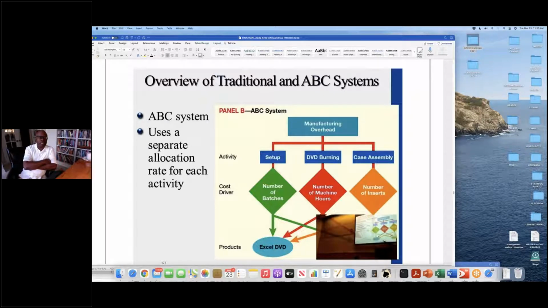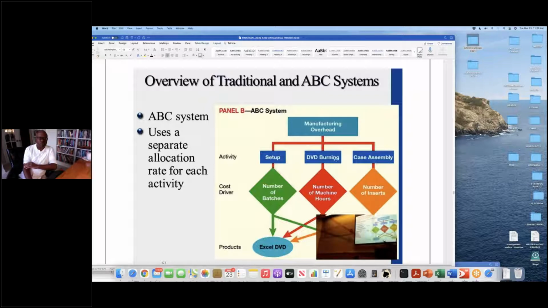If you're making a lot of products and you've got to be competitive, in this case they're making an Excel CD, Word CDs, and PowerPoint CDs. So this is what the company is doing. It is going to allocate the overhead, and it could be that same 50,000. Some of it is going to be based on setups, some on DVD burning, and some on assembly, putting it in the case.